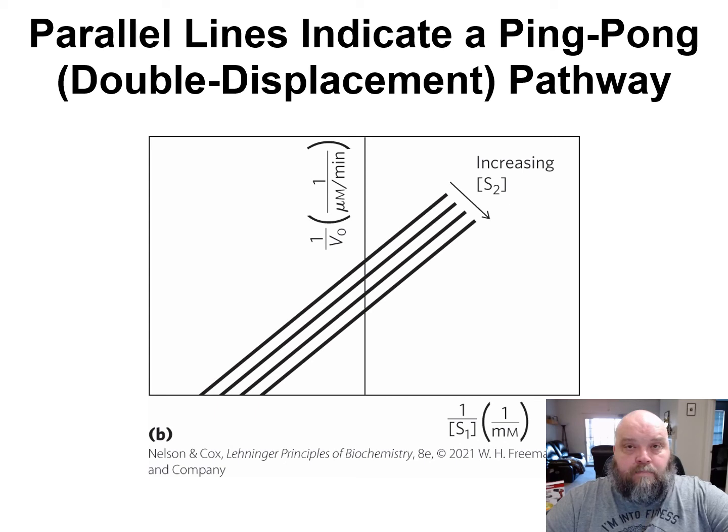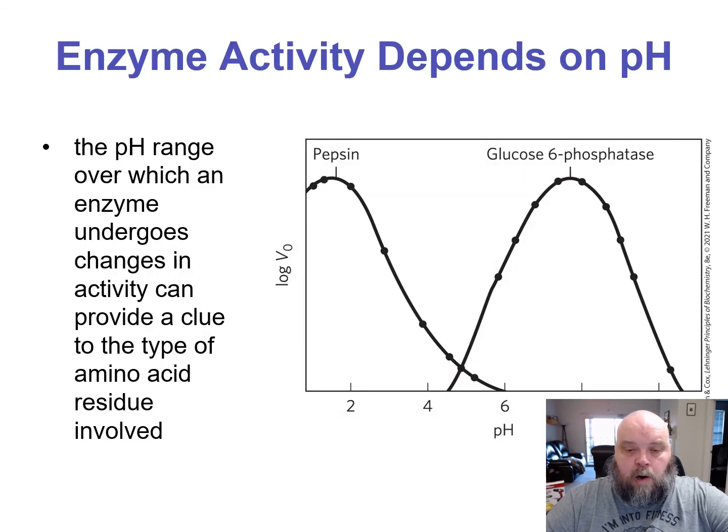If it's a ping pong, double displacement, you'll see that the lines don't all have the same V0. Now, as you increase the S2, the second substrate, they actually shift to the right. In a sense, decreasing 1 over V0.